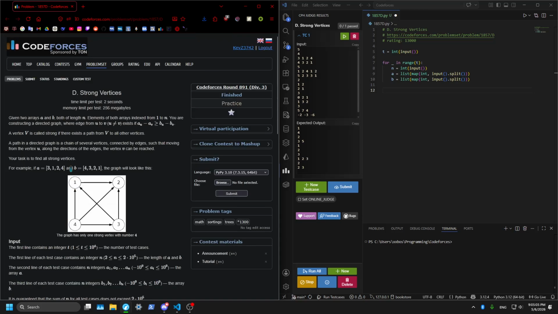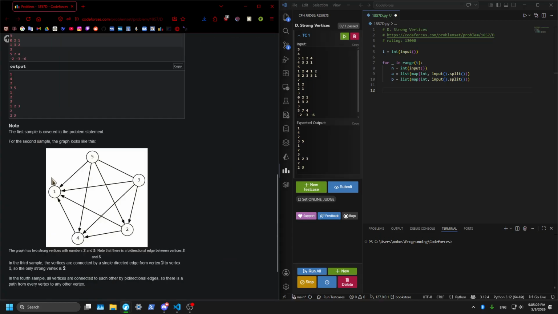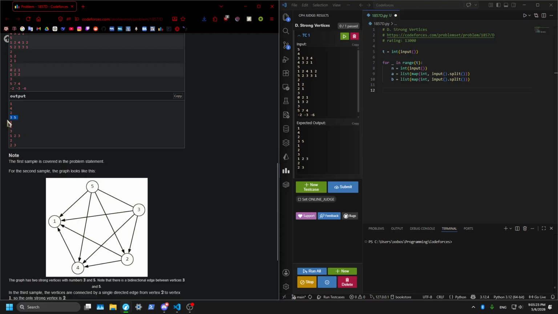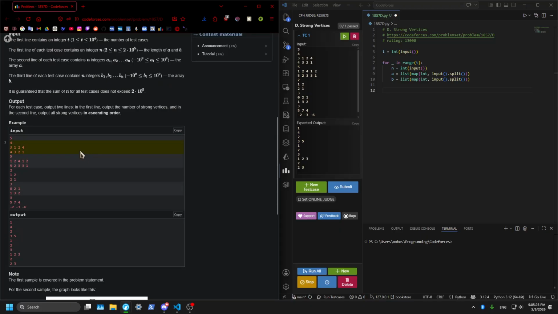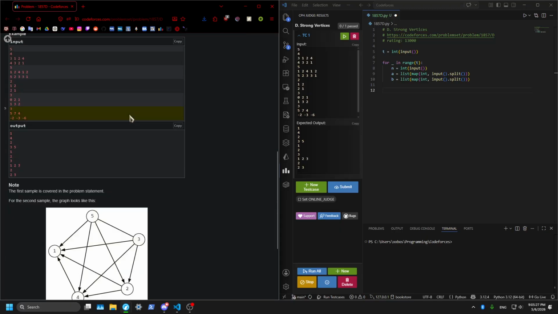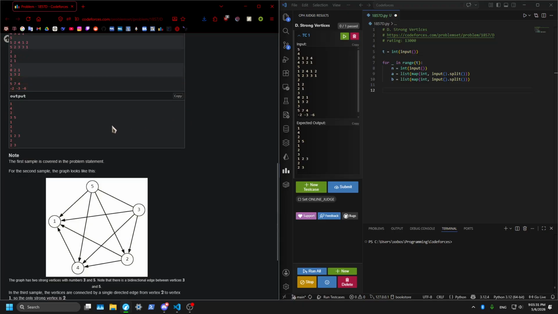Wait. Path from V to all other vertices. So never mind, it's not 1. It's just 5 and 3. So there's 2, 5, or 3, 5. And ascending. Oh, I understand. Okay.